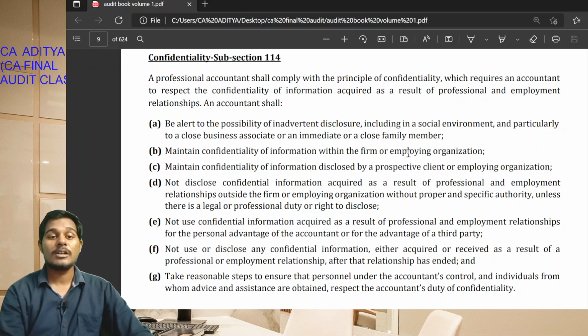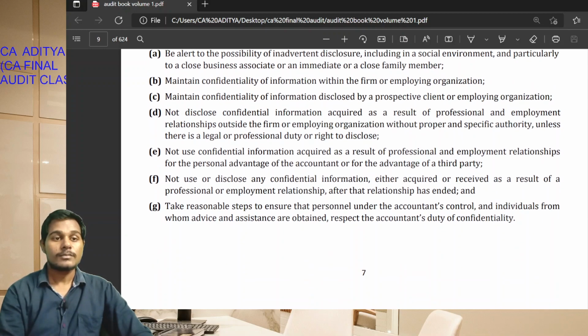You should maintain confidentiality of information within the firm or employing organization. The information acquired by him from the client or employing organization should be confidential, that is, it should stay within the client office or the employing firm. Maintain confidentiality of information disclosed by the prospective client or employing organization. Not to disclose confidential information acquired as a result of professional and employment relationship outside the firm or employing organization without proper or specific authority, unless there is a legal or professional duty to disclose.